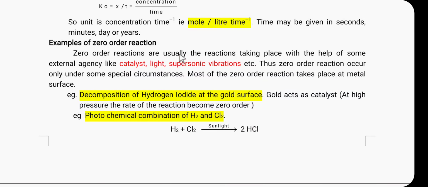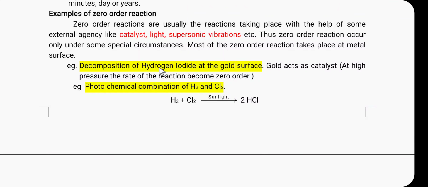Zero order reactions are usually reactions taking place with the help of some external agency like catalyst, light, and supersonic vibration. Thus, zero order reactions occur only under some special circumstances. Most of the zero order reactions take place at a metal surface. So, the first example is decomposition of hydrogen iodide at the gold surface. So, gold acts as the catalyst. At high pressure, the rate of the reaction becomes 0.